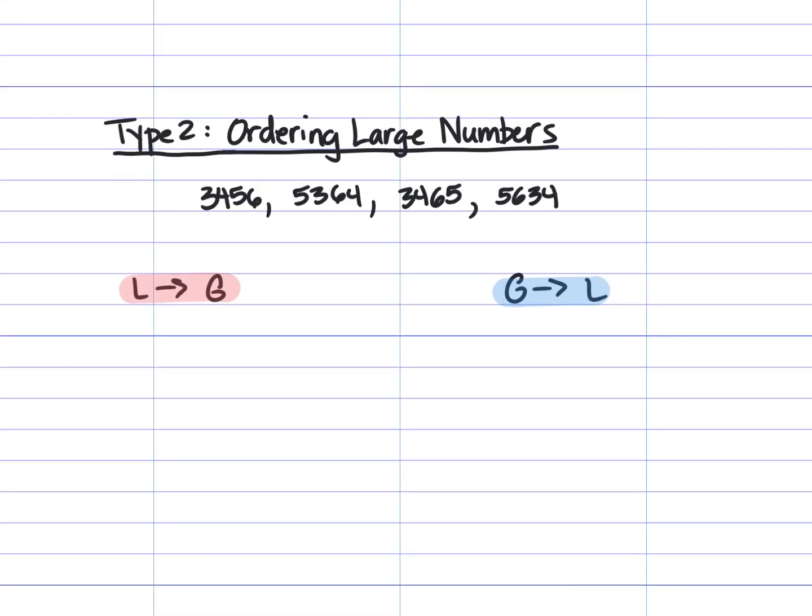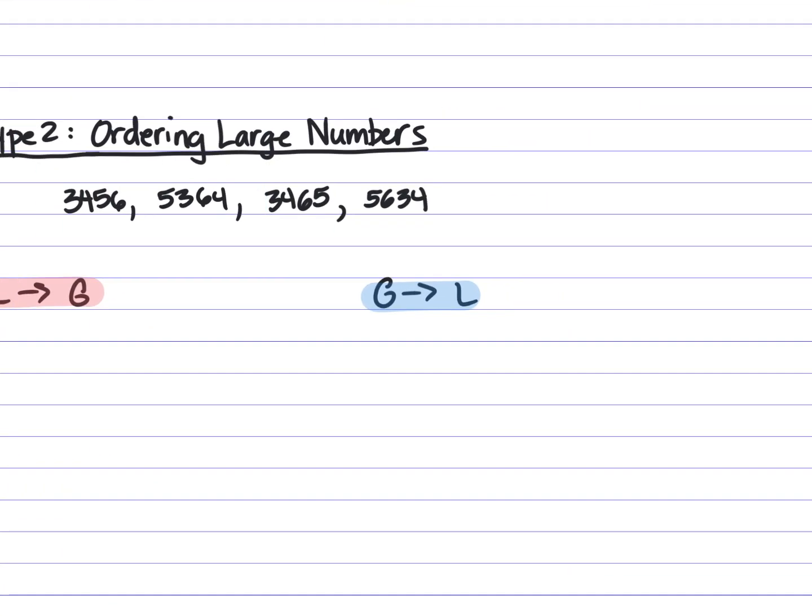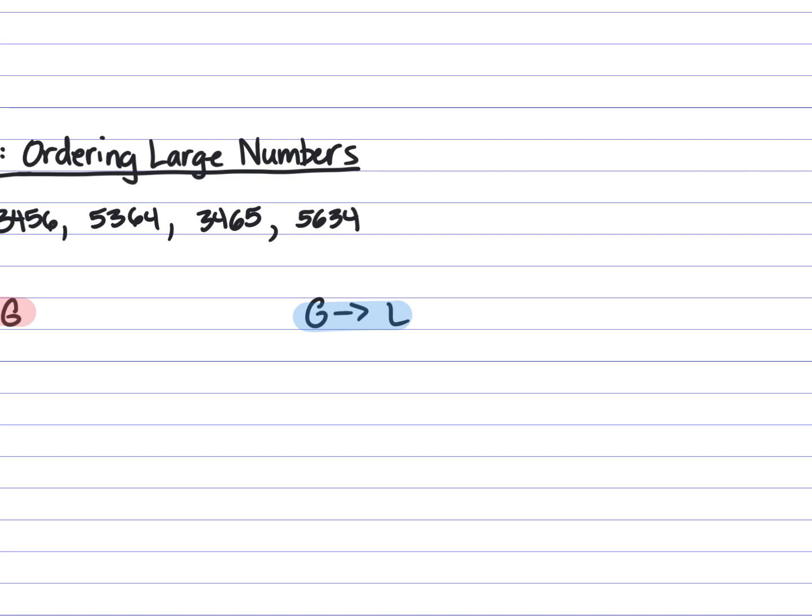Type 2, ordering large numbers. Again, place values, except now we're only dealing with whole numbers here. So on the left side of the decimal point, we have thousands, hundreds, tens, and ones. And of course, this goes on and on and on. I'm just showing you the ones that are applicable here.